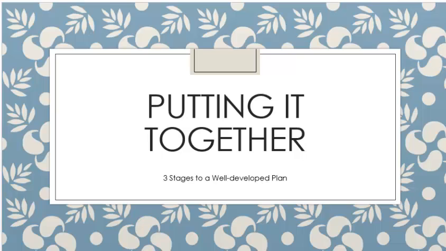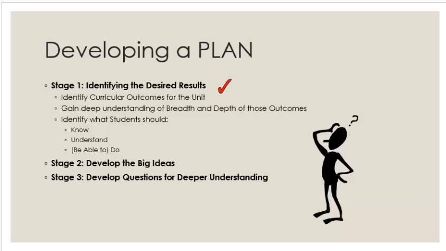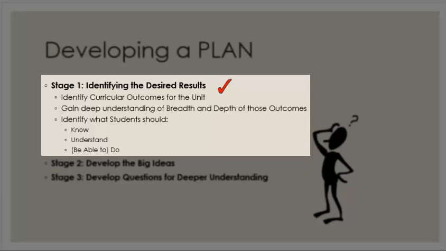Putting it all together then. Planning a unit in this manner takes the guesswork out of planning and deepens our own understanding of the outcomes in a very real and applicable way. To review, the 3 stages of developing a plan are as follows. Identifying the desired results, including choosing the outcomes, an analysis of the indicators for each outcome, and identifying what students will know, what they understand, and what they will be able to do.